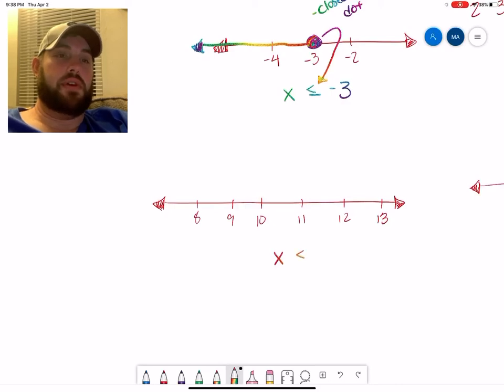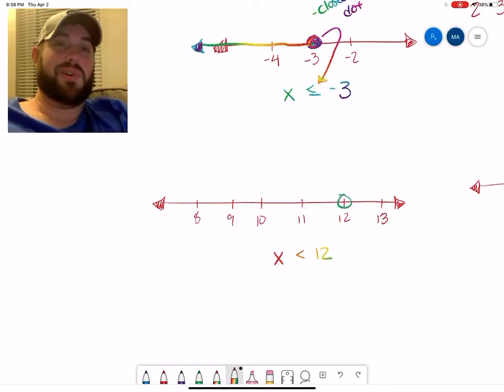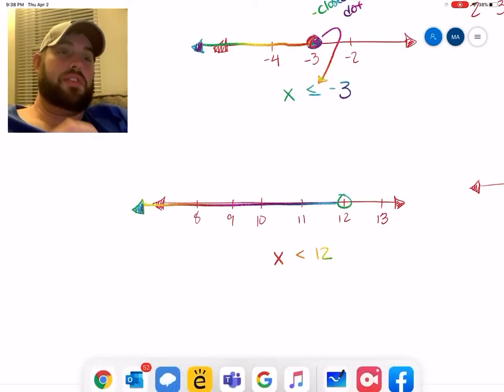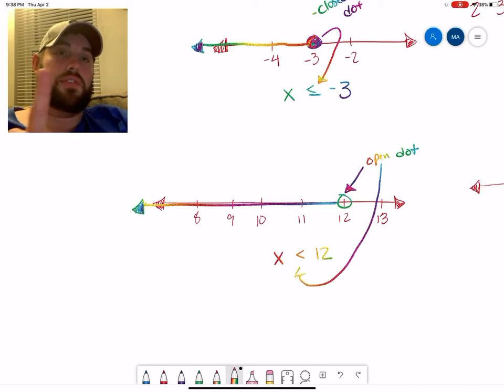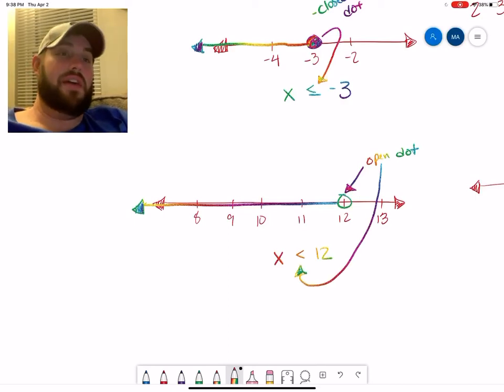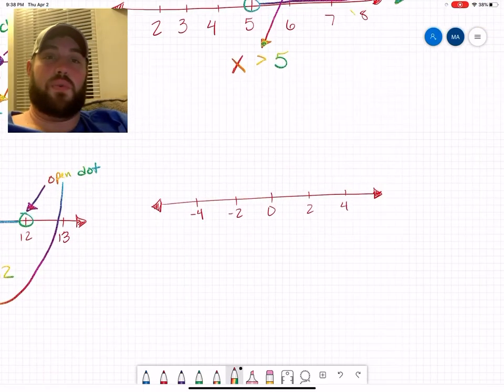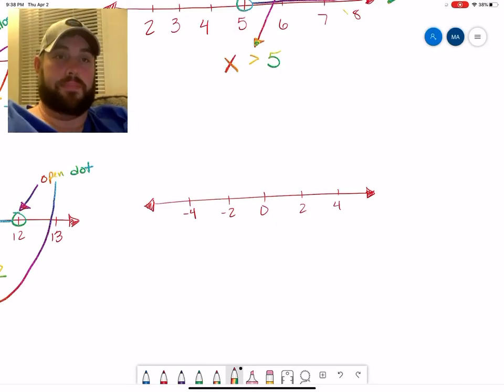Here's my next one. X is less than 12. Now, some of you are like, wait a minute, it's not in the middle of your number line. That's okay. As long as it can show you some numbers to whatever side you're going to, it's okay. So if you look, it's an open dot because it's just less than, and it's on 12 because x is less than 12. So it's all numbers to the left. So 11, 10, 9, 8, 7, 6, 5, 4, 3, 2, 1, -3, -7, all of those could be true.